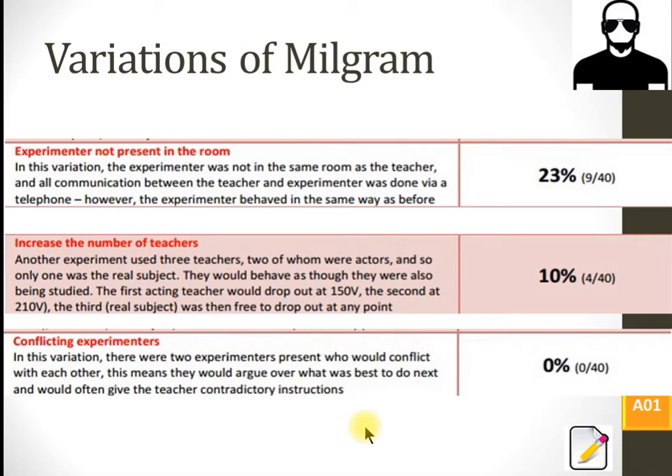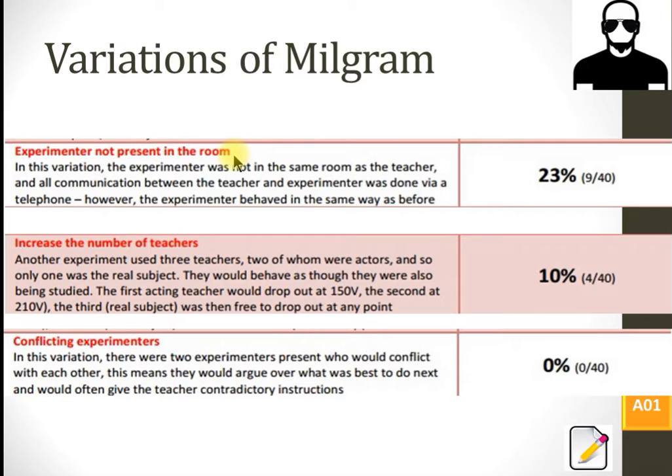Variations of Milgram continue. We've got when the experimenter was not in the room, look, obedience drops substantially. And this is because as soon as the experimenter leaves, the direct pressure that's being levelled against the participant disappears as well. Even when orders were given over the telephone.